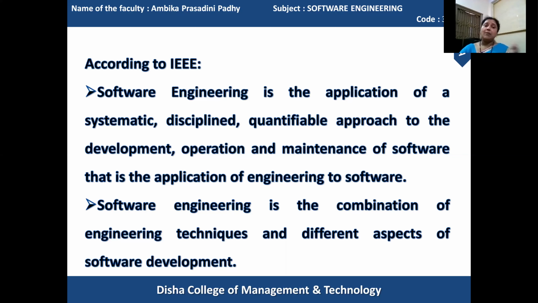The operations and maintenance of the software system are also supported by software engineering techniques. This definition is provided by IEEE. Software engineering is the combination of engineering techniques and different aspects of software development. Engineering techniques and also the software development features are added together, and combinedly it helps the software to be efficiently developed by the developer.